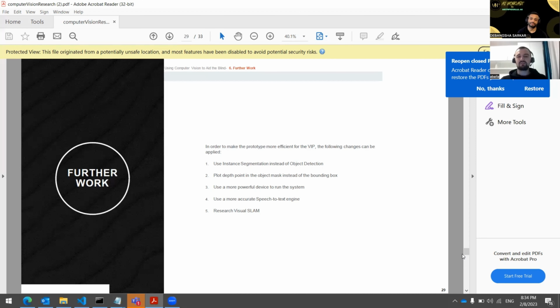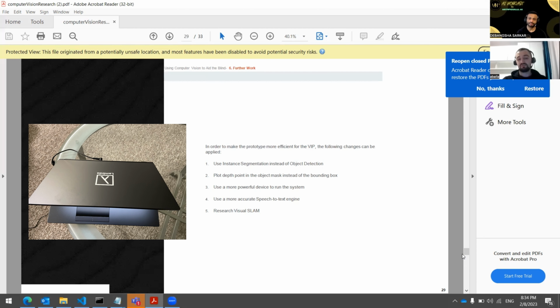So that's why I would suggest, if there are people who want to do this in the future, look out for instance segmentation. Using the mask and the exact footprint of the object is much better. The second idea is, as I said, to plot the depth point in the object mask instead of the bounding box. If you want to deploy this system, don't use your laptop, use a more powerful device. Or if you have a powerful laptop, use your laptop.